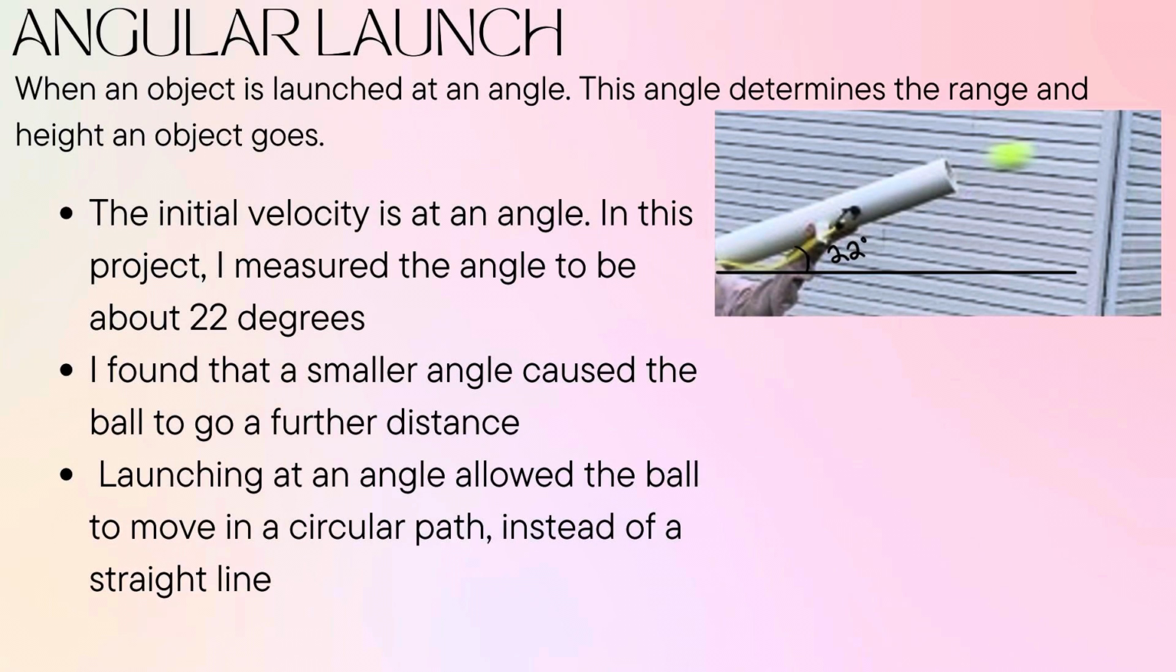So the fourth concept is angular launch, and this is when an object is launched at an angle, and this angle determines the range and the height that the object goes. So in my project, I measured the angle to be about 22 degrees, and I found that the smaller angle caused the ball to launch and go a further distance, whereas a larger angle caused the ball to go higher. But launching at an angle allowed the ball to move in kind of like a semicircle path instead of just a straight line.